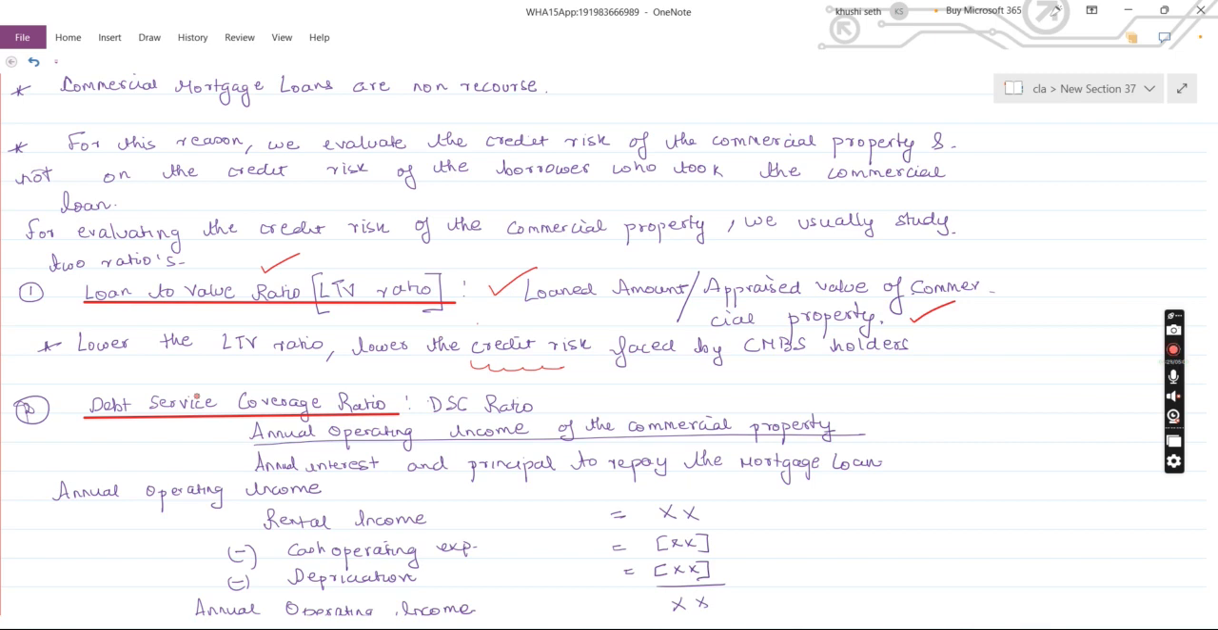And then the other ratio is your DSC ratio. DSC ratio is calculated by dividing the annual operating income of the commercial property by the annual interest and principal that needs to be repaid in a particular financial year, right? So basically the interest and principal that you would pay in a particular financial year to service the mortgage loan.